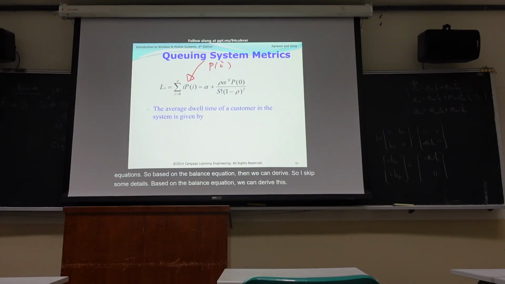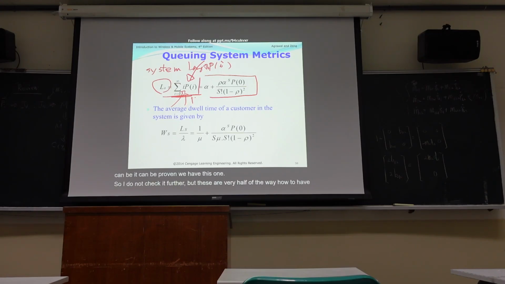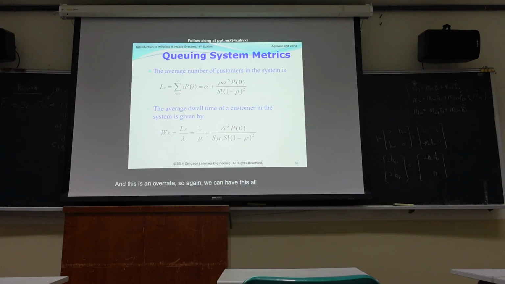The probability p of i, and once we have p of i, how do we get the system length? Same as before, we sum i times p of i for i equal to 1, 2, and so on. So this equation is the same, and it can be proven that we have this one. I do not check it further, but at least we have the way to do the calculation. Based on the steady state equations, we can find this. Once we find this, we can apply Little's law, and dividing by the rate, again we have this. Alright, so following that way, we can have this one.